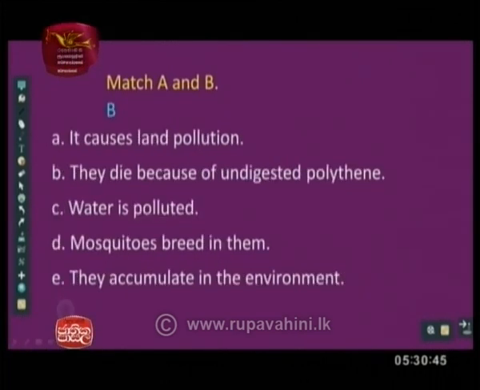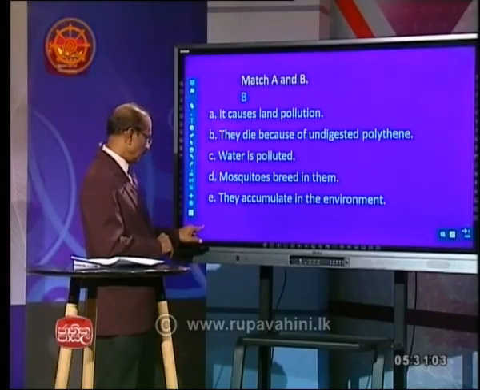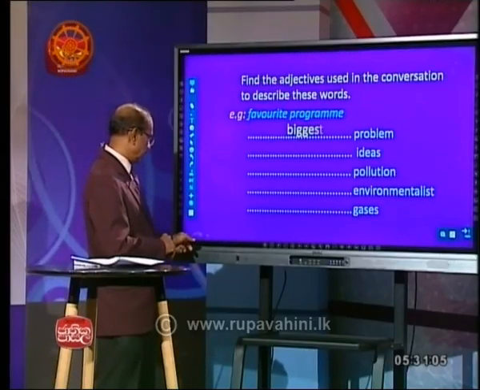Now, let us move on to B part. It causes land pollution. They die because of undigested polythene. Water is polluted. Mosquitoes breed in them. They accumulate in the environment. Now, let us go back.